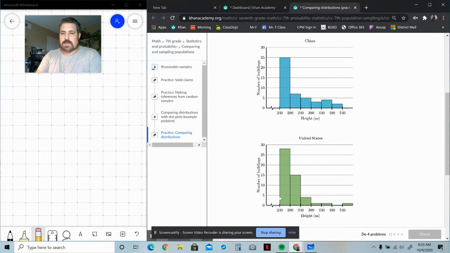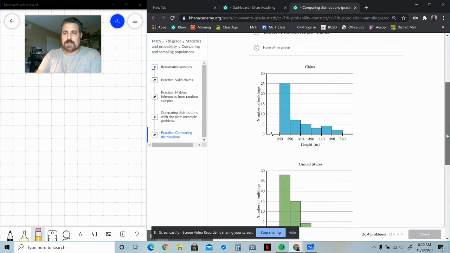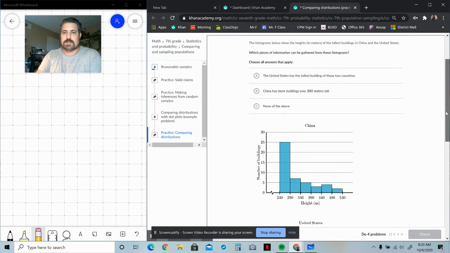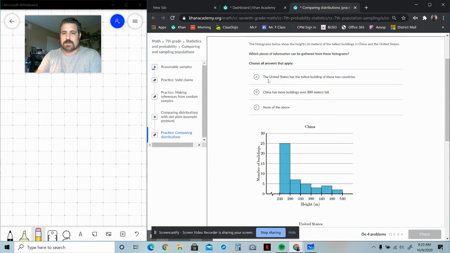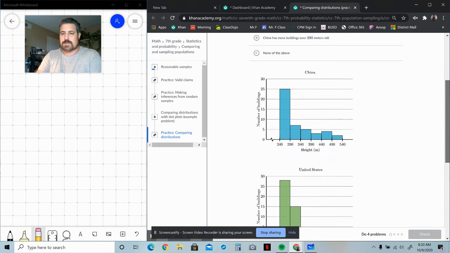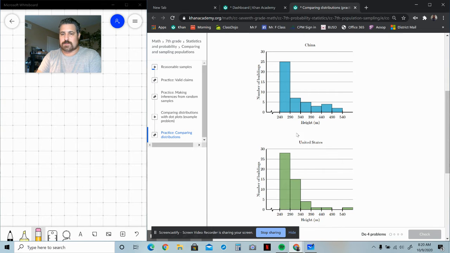So, anyways, when you're looking at these distributions here, we're going to first look at each thing that we're analyzing. Okay, so I would say each assertion, but I don't know if you guys know that word. Anyways, the United States has the tallest building of these two countries. So now we're just looking at the tallest building. Okay, so when we look at the tallest building here, here has the number of buildings, and here has the heights. Okay, so the tallest building would be the one that is farthest to the right on the heights, right?